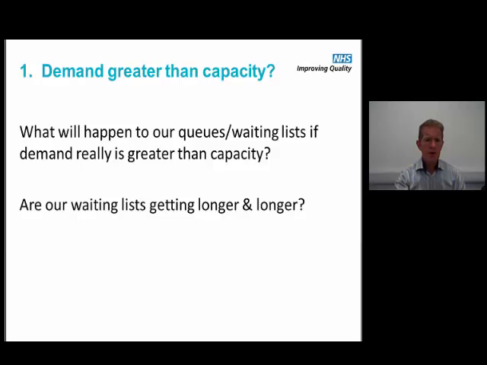So if demand is truly greater than our capacity, then the queue will continually increase. If the demand is greater than the capacity, our waits will get longer and longer. But is there evidence for this? Are our queues really getting longer and longer? When we go away and measure our waiting lists and our wait, what we find is that most of our waiting lists are actually fairly constant. They are not rising. So it appears that in most instances, demand is not greater than capacity.